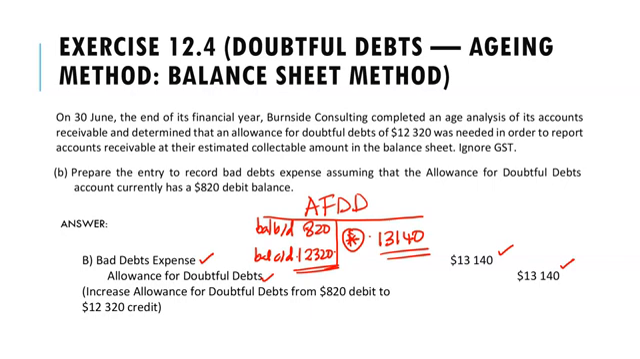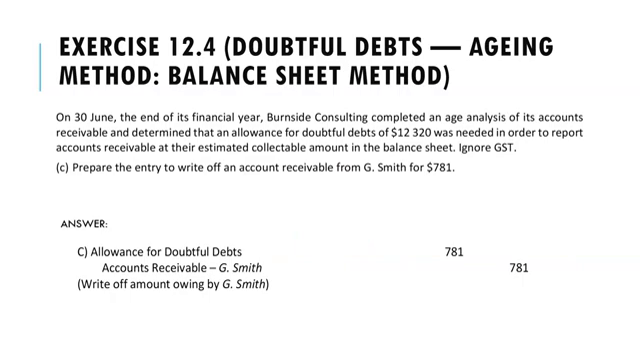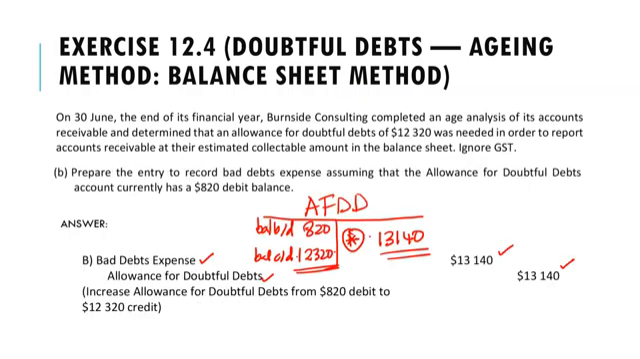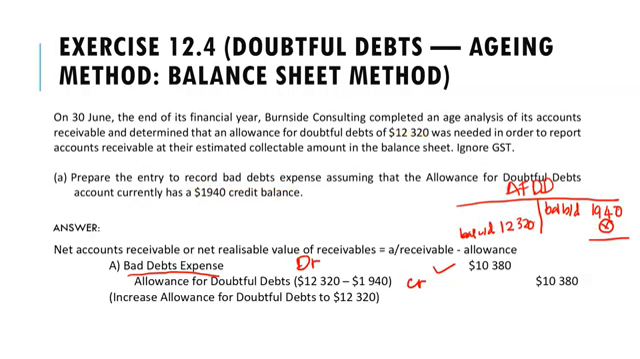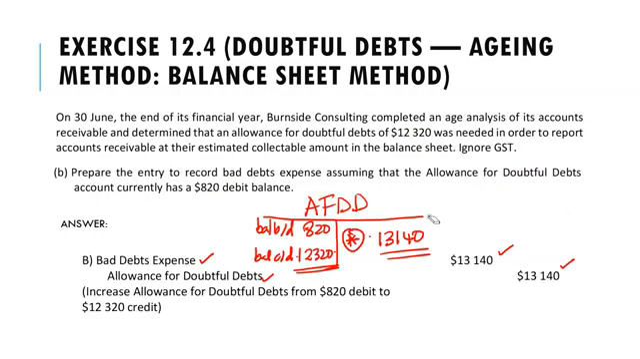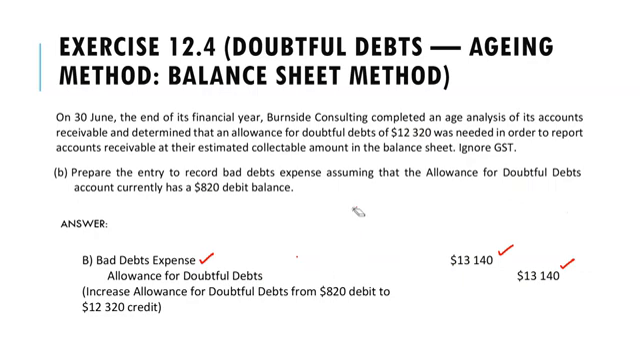Okay, by 13,140. So please be careful with a debit balance or credit balance. And then you are required to prepare. Let me explain again about this. As I mentioned before, we have allowance for doubtful debt.